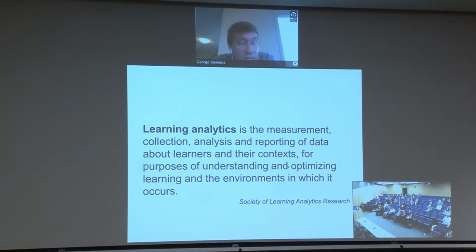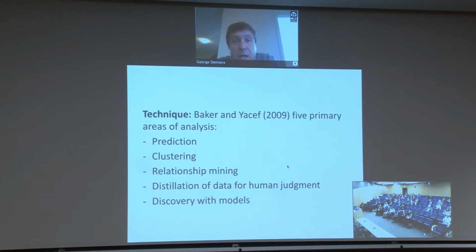And a lot of our attention has been essentially on trying to make use of the data that's generated as learners engage in the learning process, and to be able to use that in ways that allow us to improve or optimize learning, but also improve the environment in which learning happens and the practices that we engage in when we're involved in some kind of a learning activity.